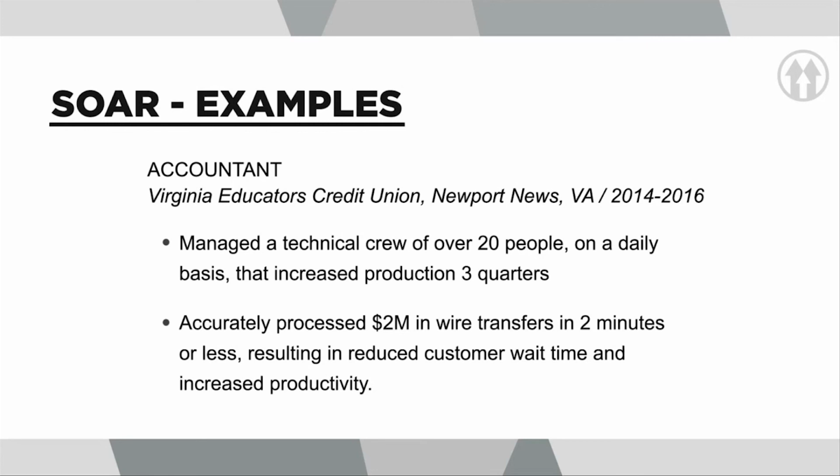They expanded that. So with the second one, accurately process, that's the S. 2 million in wire transfer, that's the amount. 2 minutes or less, that's the occurrence, the O. Resulting in reduced customer wait time and increased productivity, that's the R.